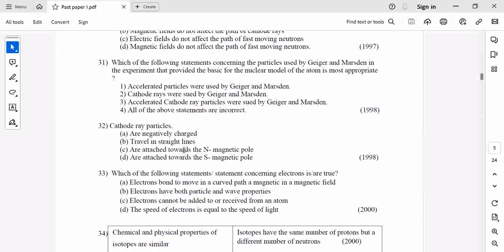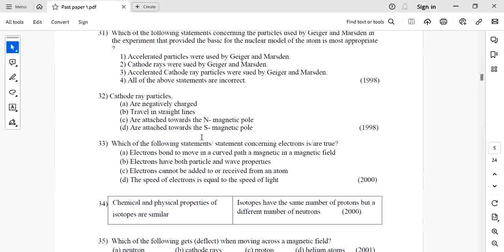Cathode ray particles are negatively charged and travel in straight lines. They are not attracted towards the N and S poles. A, B only, first answer.